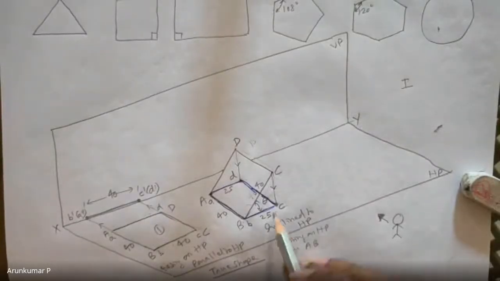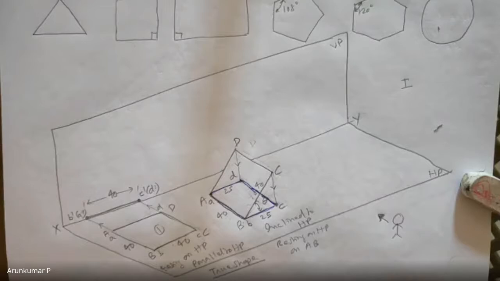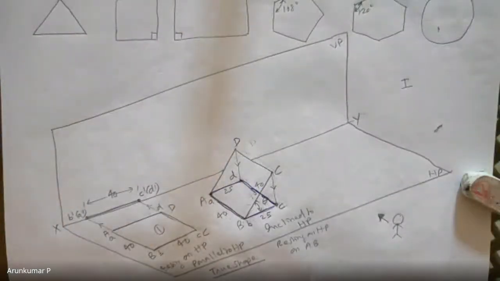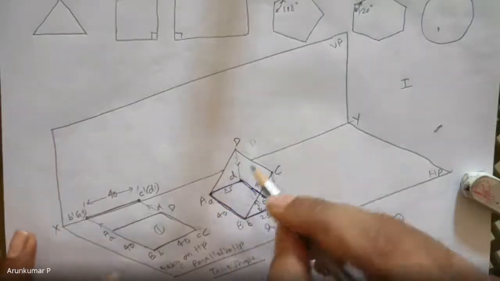So this is what happens when the line is not parallel to a plane and when it is inclined. You will get the apparent length. This is what happens. Okay. How about the front view? What do you think you get in the front view? A line. Let us check it out.